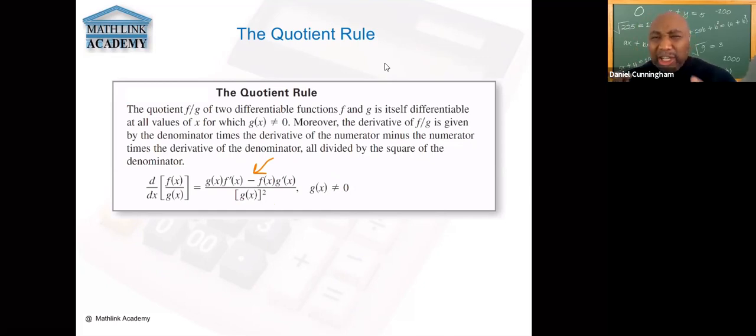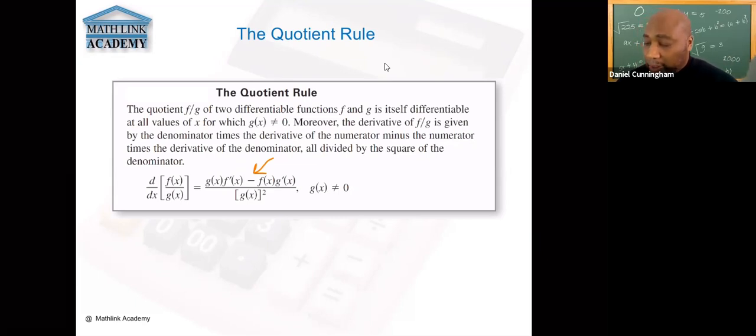So you see some flavor of the product in the numerator, but you've got to make sure you keep it in that same order because of that minus sign. If you don't, you're going to end up with the wrong answer or a negative of what you want to get. So let me give you a quick example of a function that we can look at.